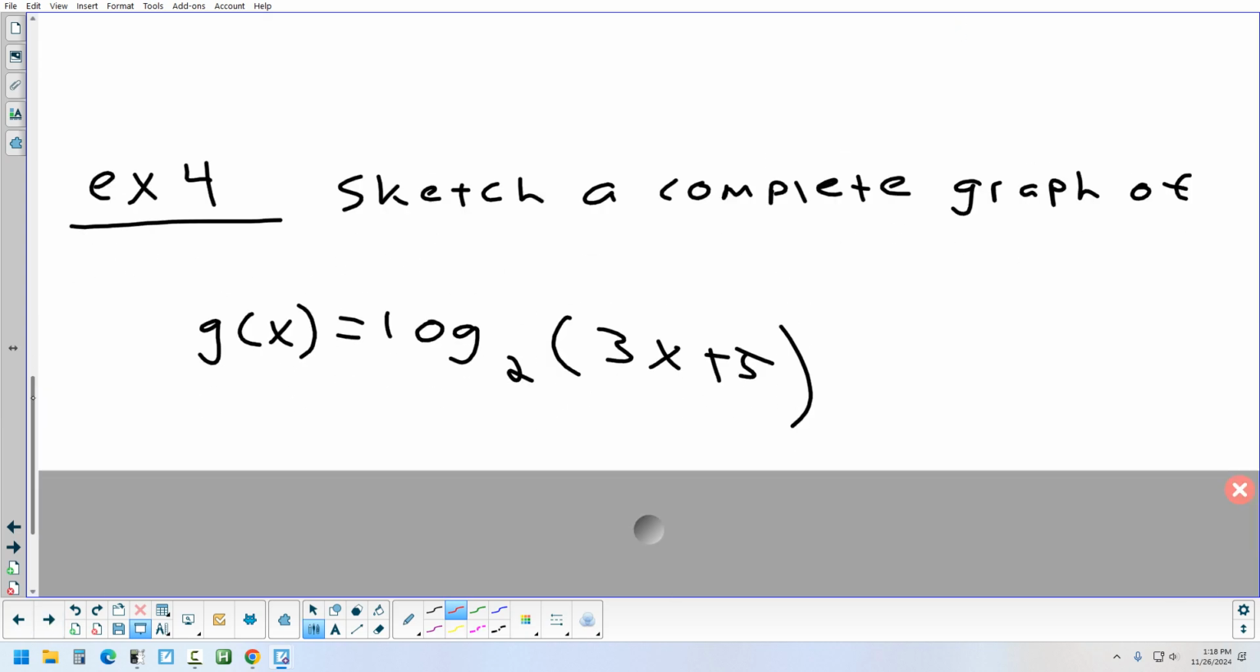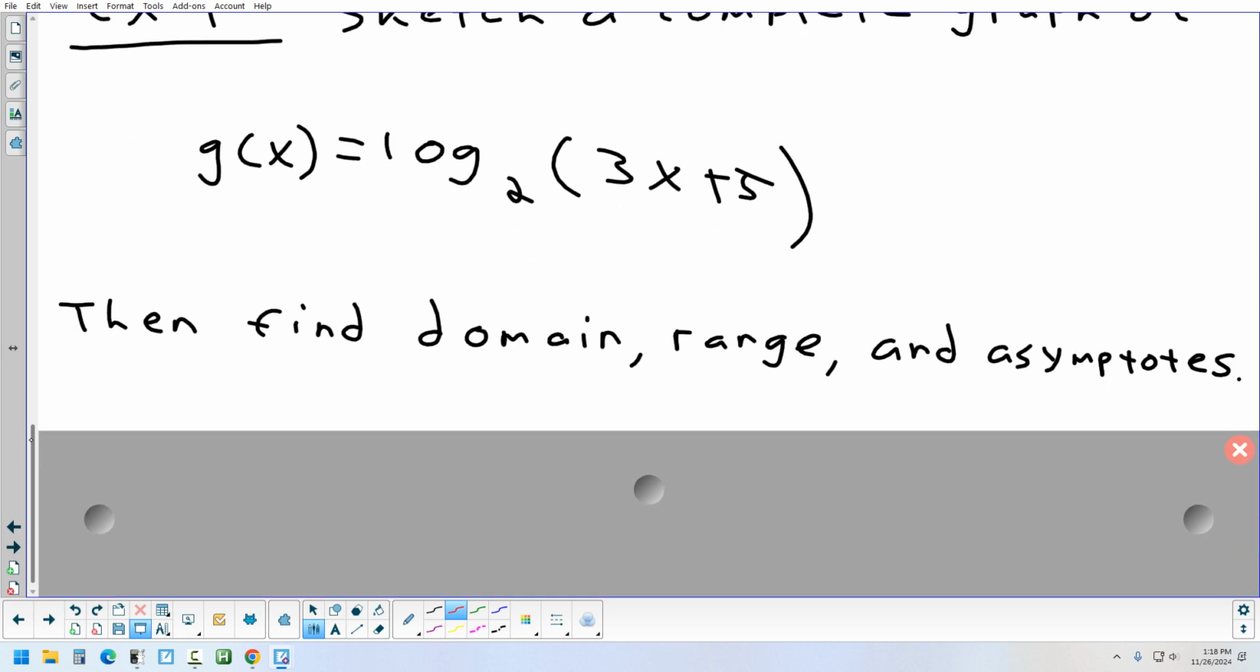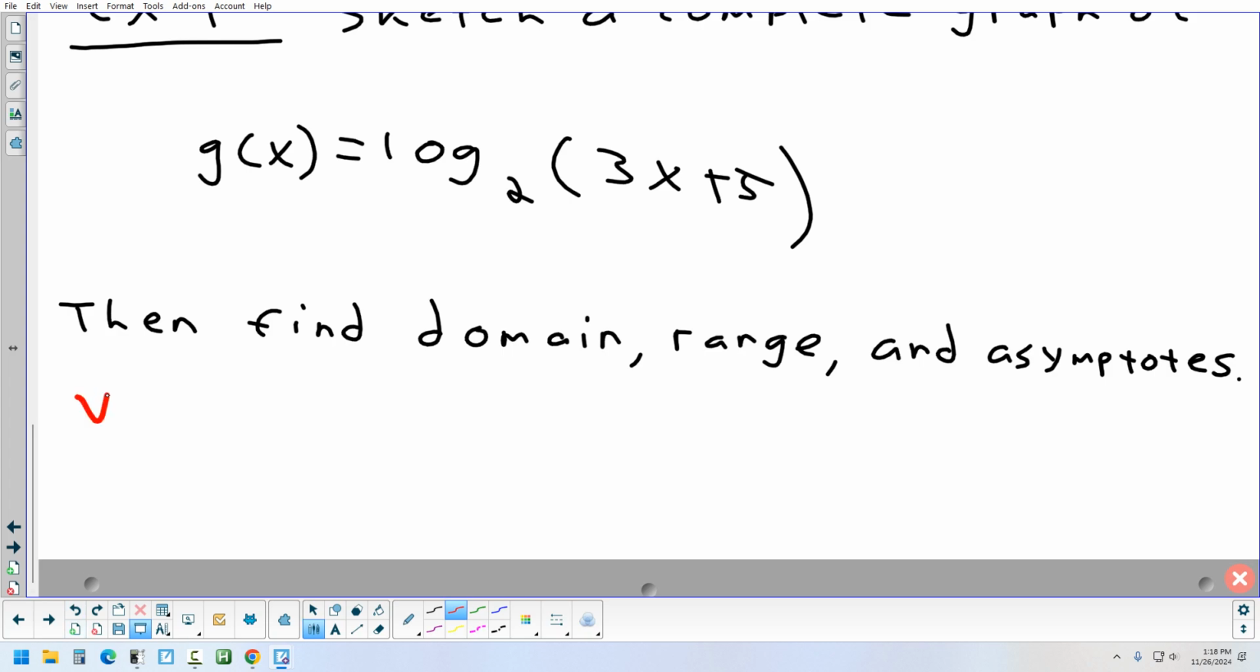Okay, so the first one says sketch a graph of that, and then find the domain, the range, and the asymptotes. Well, the range we should be able to do right now. What's the range? Negative infinity, comma infinity. Yep, that never changes. I'm not going to write that just yet, but we will in a second. Let's start with the vertical asymptote.